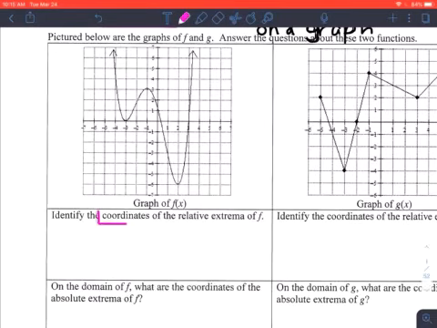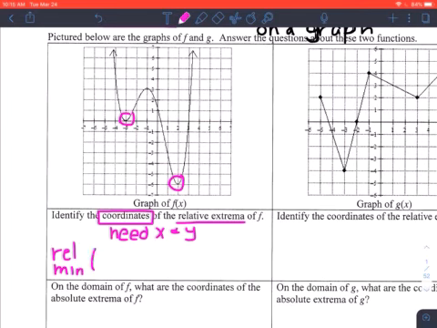So whenever it's asked to identify the coordinates, remember we need an x and a y. So keep that in mind. If it says coordinates, we want to make sure we have an x and a y. So we want the relative extrema. That is where we have a max or a min. We have two relative mins, and that is occurring at -3, 0 and 2, -6. And we have one relative max occurring right here at -1, 3.